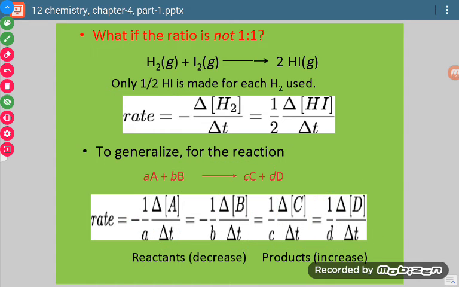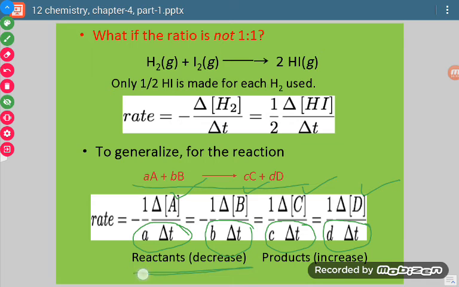So in simple words, we will write the expression as it is. The only thing is, we will multiply the change in time with the stoichiometric coefficient of the reactant or product. The stoichiometric coefficient of the reactant or product will be multiplied by delta T. Okay, this is how we have to remember it. So the negative sign shows the concentration of reactants decreases. The positive sign shows the concentration of products increases. Okay.